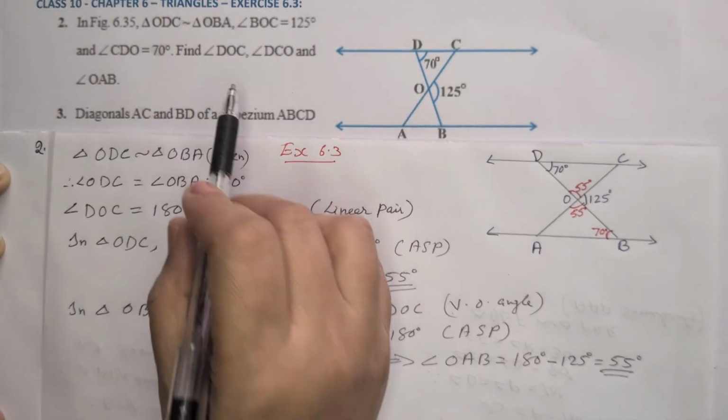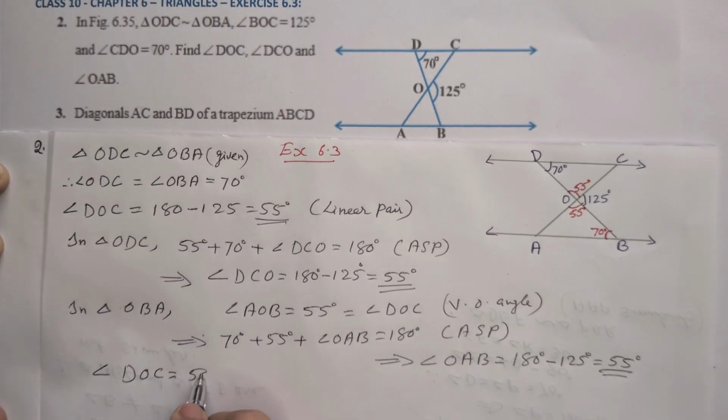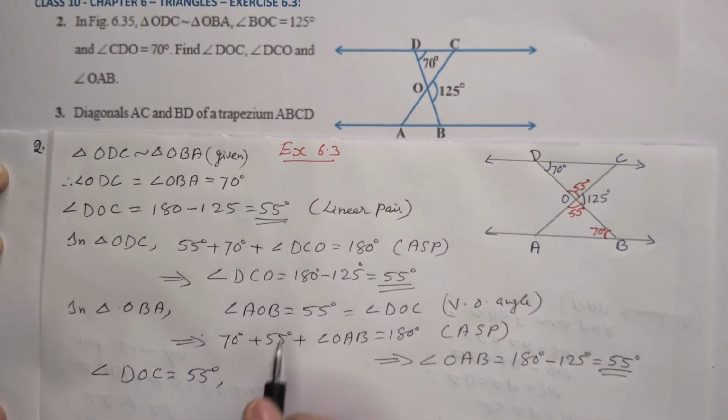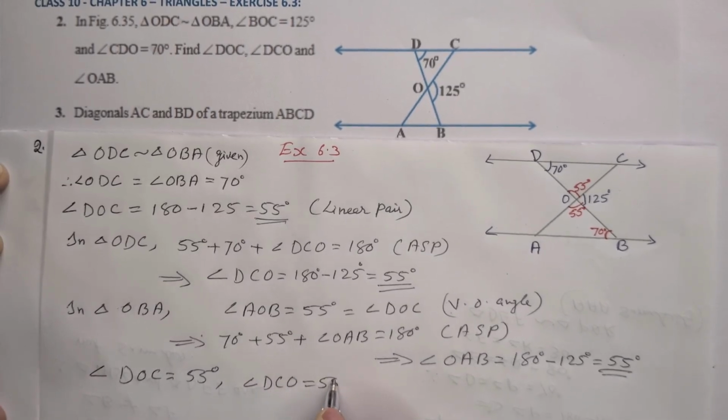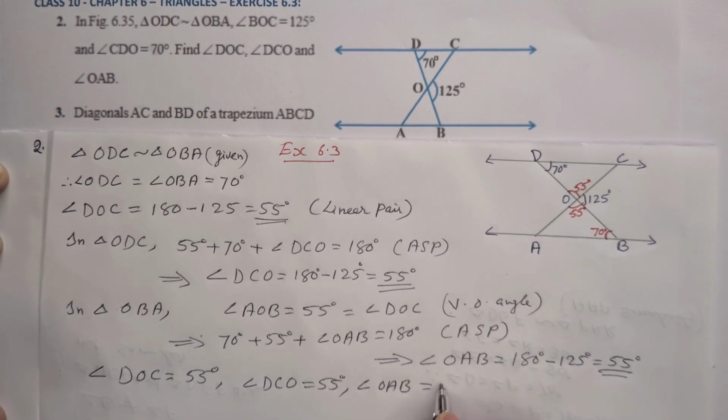Now according to the question, first angle DOC is equal to 55 degrees. Then angle DCO, that also is 55 degrees. Then angle OAB, that also is equal to 55 degrees. So all three angles we got are the same, 55.